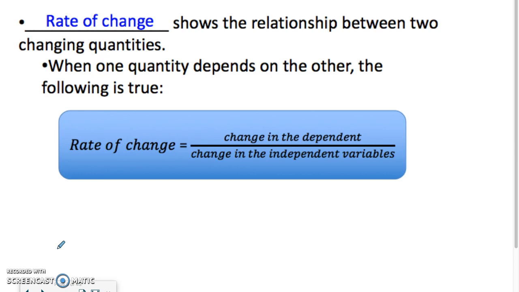First off, the rate of change shows the relationship between two changing quantities, like miles per hour. When one quantity depends on the other, the following is true. The rate of change is equal to the change in the dependent variable over the change in the independent variable.